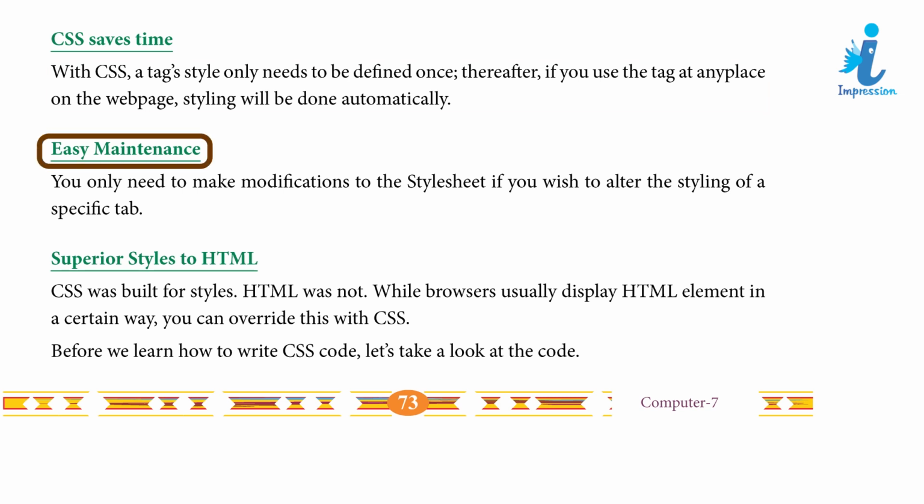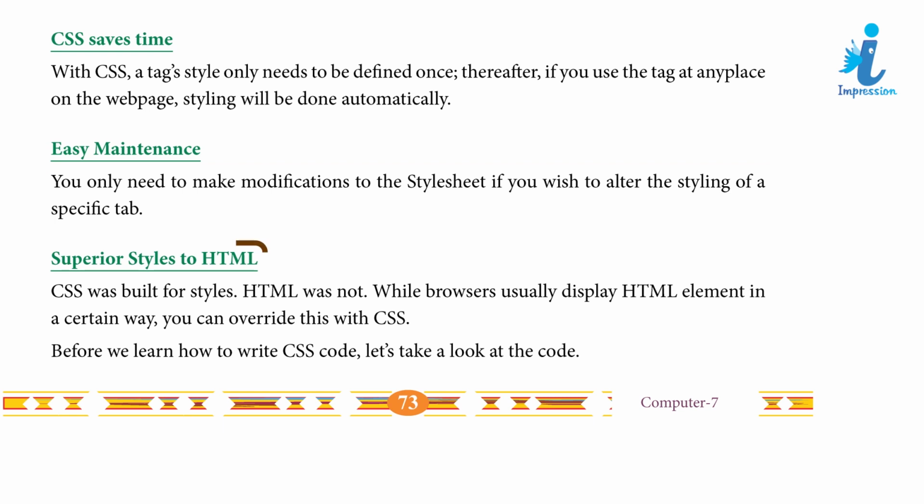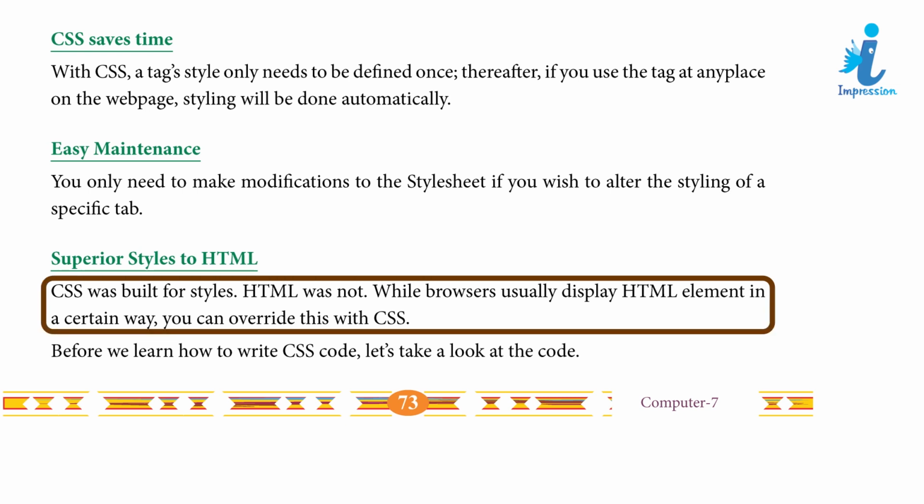Easy maintenance. You only need to make modifications to the style sheet if you wish to alter the styling of a specific tag. Superior style to HTML. CSS was built for styles. HTML was not. While browsers usually display HTML elements in a certain way, you can override this with CSS.